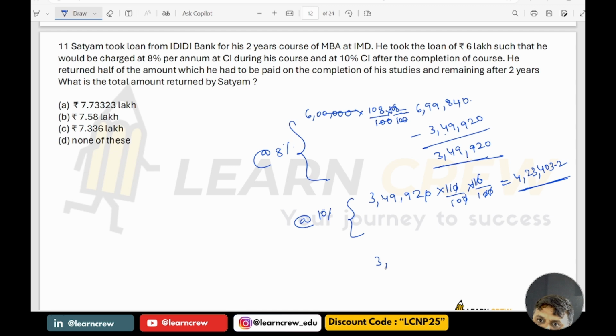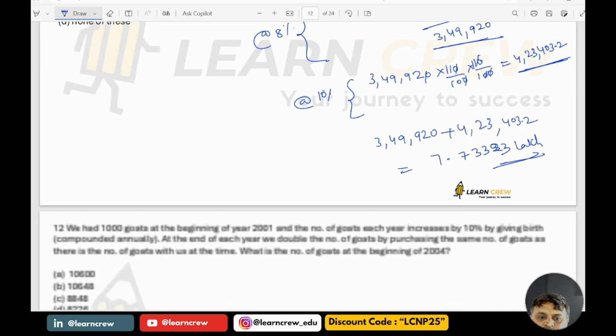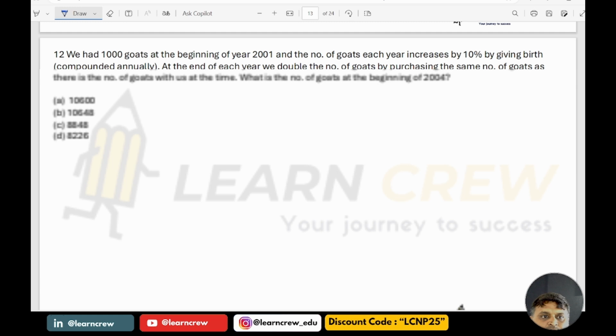Thereby, first he is paying 3,49,920, and now he has to pay the remaining 4,23,403.2. So what is the total amount returned? Sum of these two. The sum of these two would be how much? 7,73,323. 7.73323 lakh is the answer. So option A is correct. Option A is correct. Then question number 12.